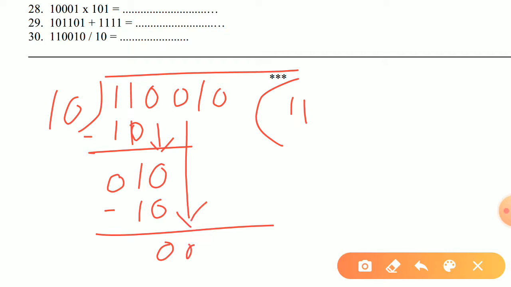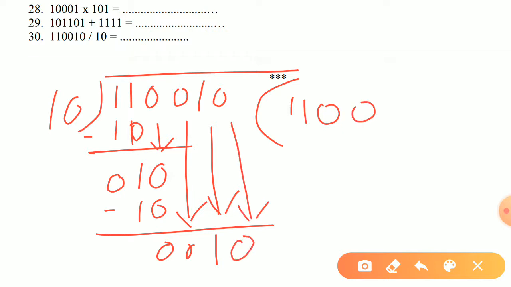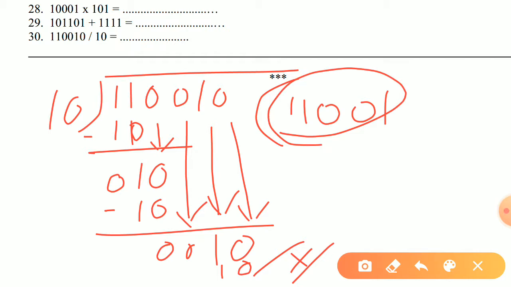Okay, now again this 0 will be dragged downwards. This number is not enough, we need one more number, that is why we apply 0 over here. We will drag this 1 downwards. Again this number is not enough, we need one more 0, and we are dragging this 0 also downward. Now see, 10 multiplied by 1, you will be getting exactly 10, and the remainder is also 0. Okay, so for the 30th one, your answer is 11001.